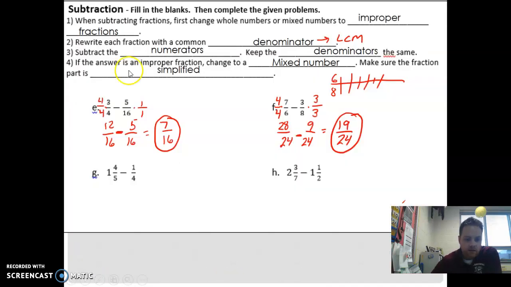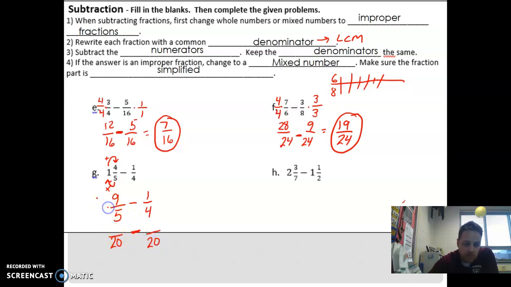All right. So down here, let's go down to this one. So first I'm going to change any mixed numbers to improper fractions. I got 5 times 1 is 5, plus 4 is 9/5, minus 1/4. Let's see, 5 and 4, 5, 10, 15, 20, 20, I would say. So 4 can go into 20, so let's do 20.